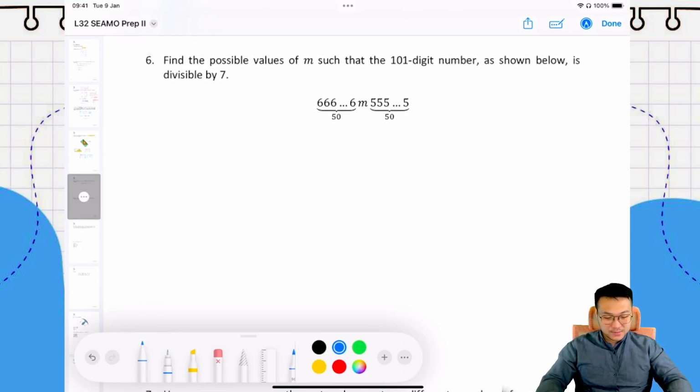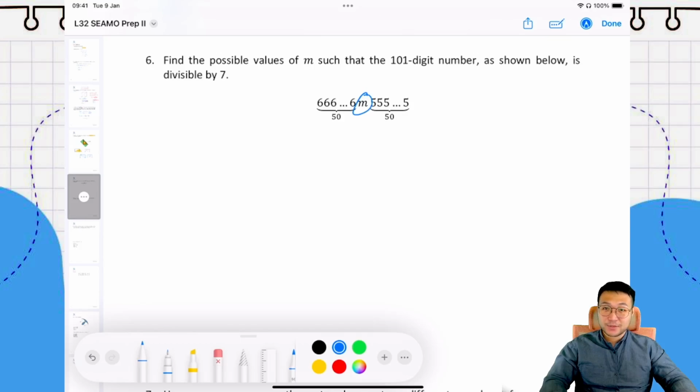Okay, so students, we're going to divide this number by 7. They're asking you what is the remainder. Wait, sorry. Oh, no, they're not asking you for the remainder. They're asking you to find what is the value of m in order to make sure that this very long number is divisible by 7.